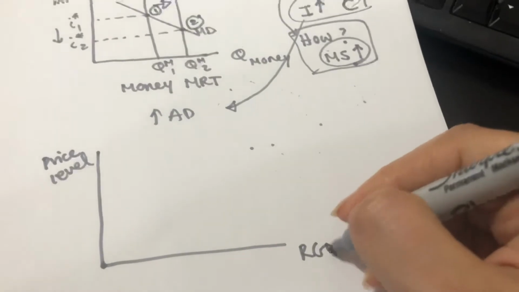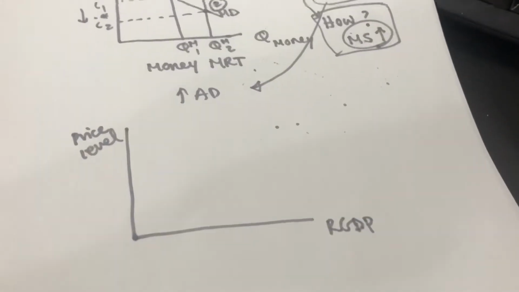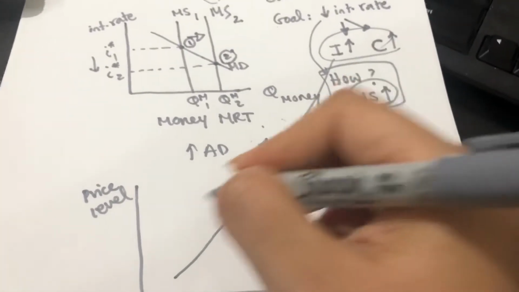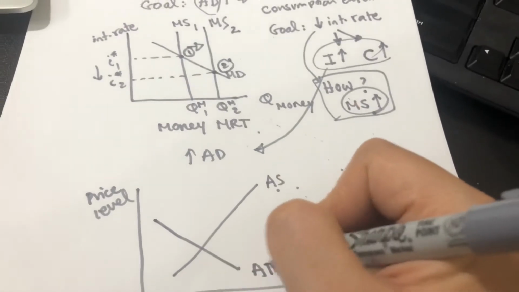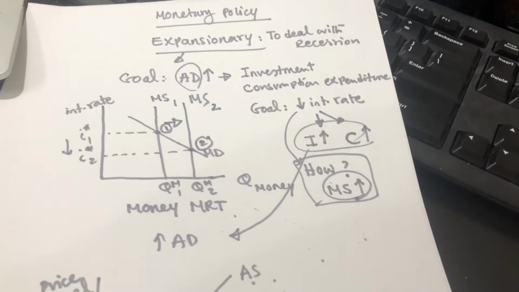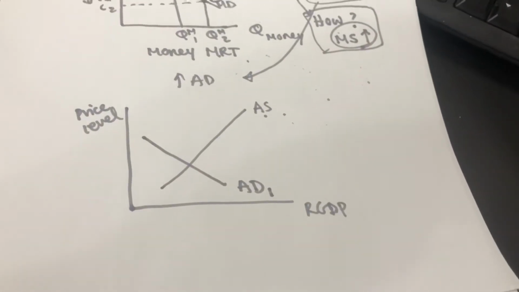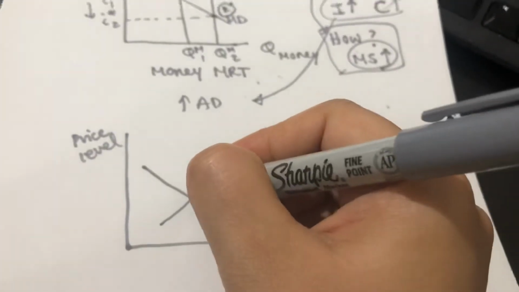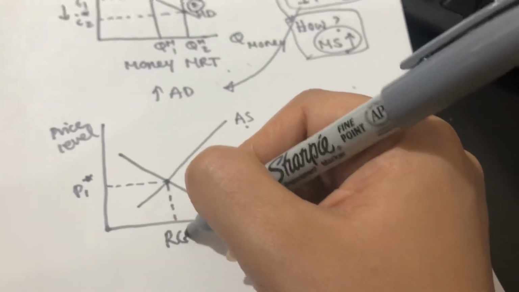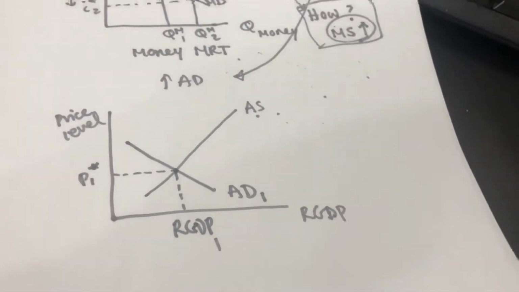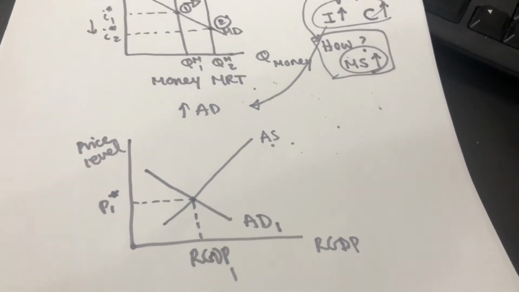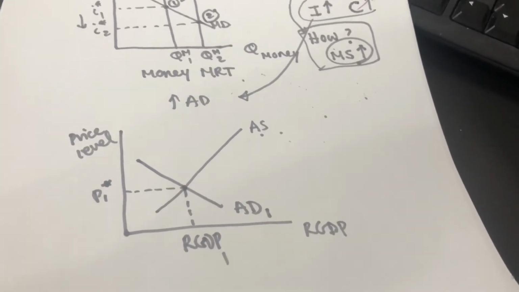So we have real GDP here, price level here, okay? So we had this upward slope aggregate supply and downward slope aggregate demand. Remember, we are talking about expansionary monetary policy because we had a recession here, okay? So our aggregate demand right now is low. We have a recessionary gap. There is a gap between potential GDP and the actual GDP here, which is real GDP number 1.